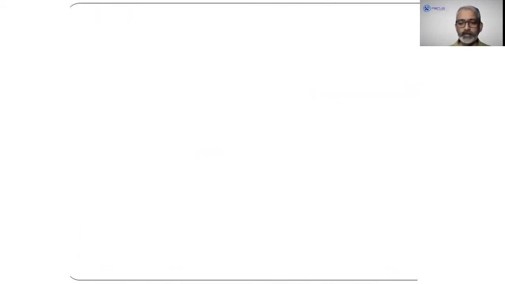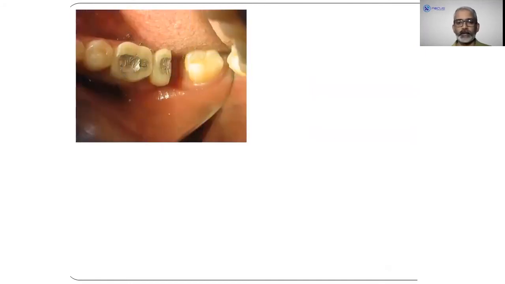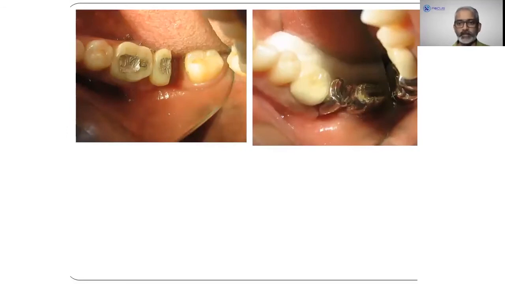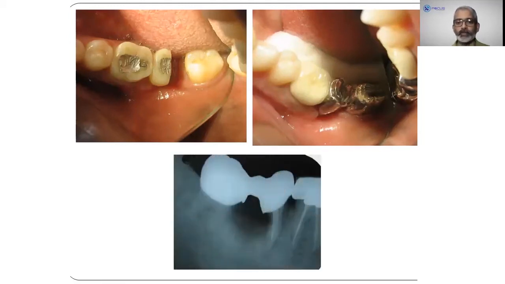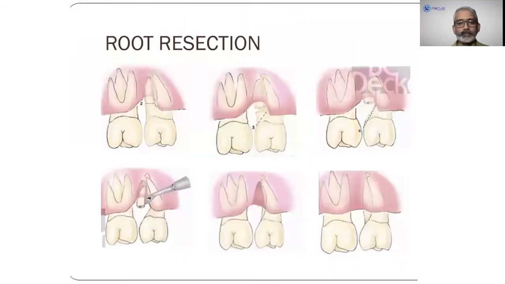And this procedure is known as hemisection. This is called hemisection. See? Only one portion of the root is kept. It looks like a premolar. You give a bridge and the case stays.